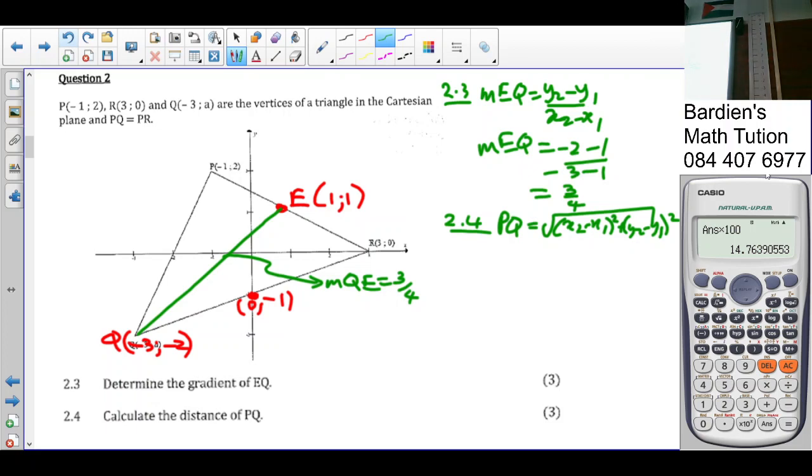So again, if I make this x1, y1, this will be x2, y2. We'll do the substitution now.